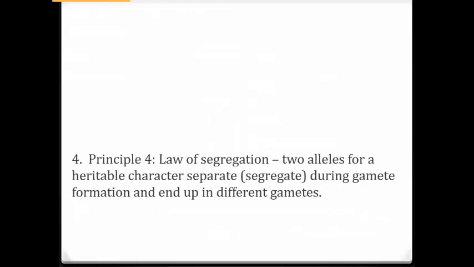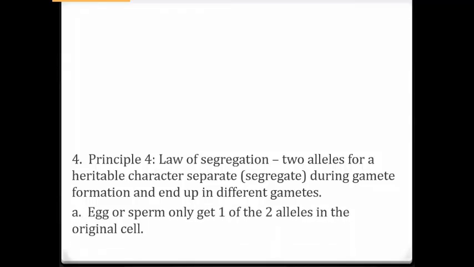His last principle is called the law of segregation, and segregate means to separate. Take two things and remove them away from each other. So two alleles are going to separate or segregate when we make our gametes, and we have seen this already.